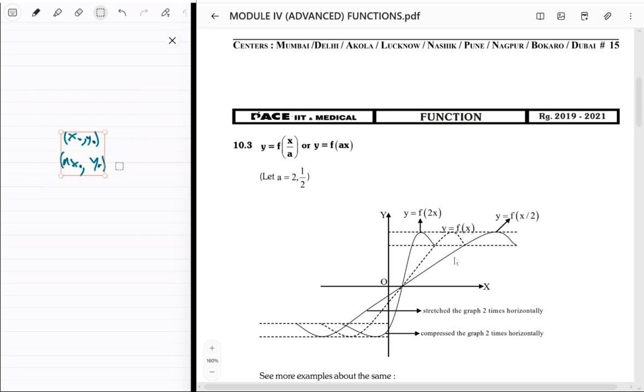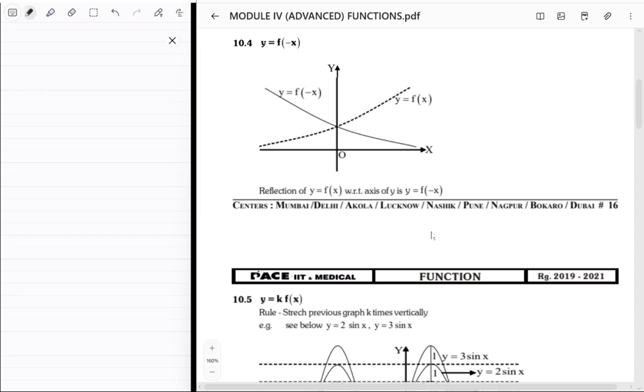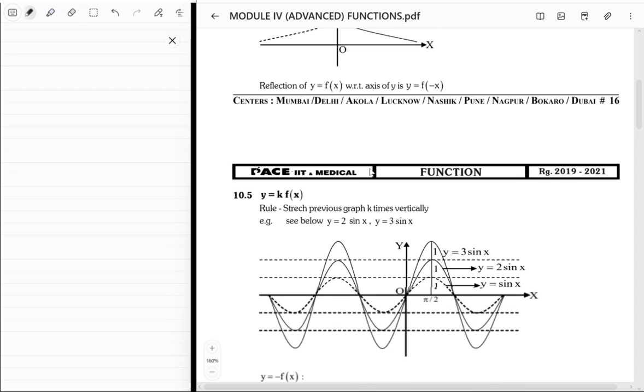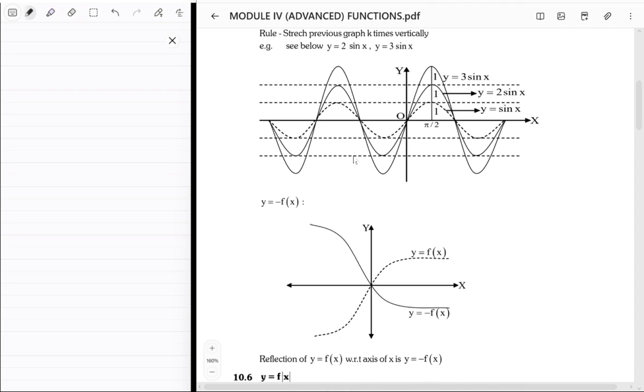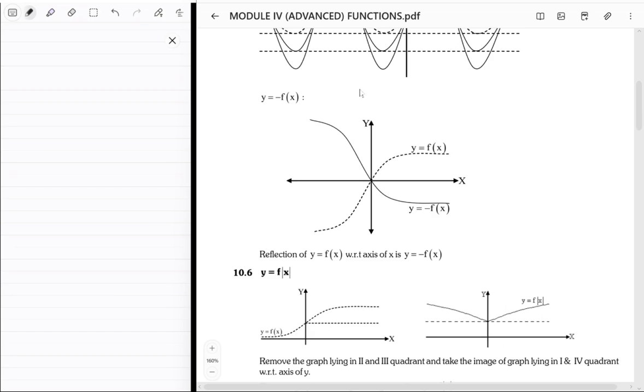We can see more examples of the same, but we don't have to. We'll just go to the exercises now. And k times f of x just makes it stretch vertically. Whatever.